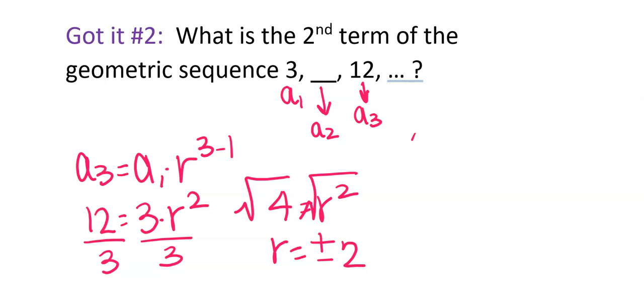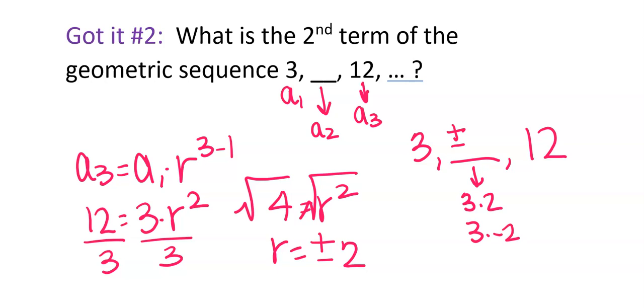So here's my sequence. The one that we're missing obviously is the one in the middle. Since our common ratio is plus or minus 2, this one becomes 3 times 2 as well as 3 times negative 2. So we really have plus or minus 6 in that spot. So there's 2 answers possible. If we get 6 and we take it times 2, we get 12. If we take negative 6 times negative 2, we also get 12. So it does work, and we have that one that's missing.